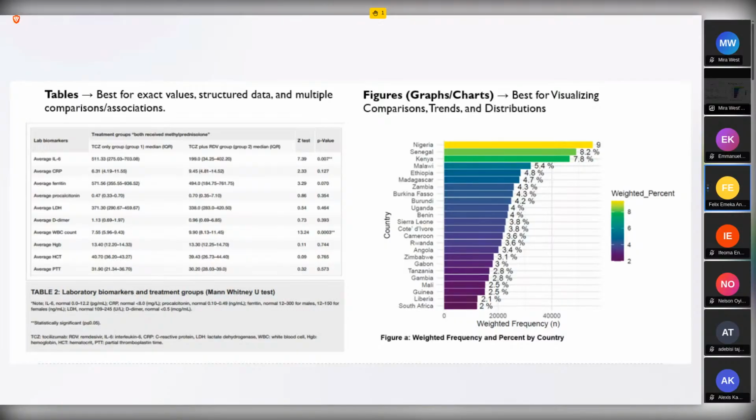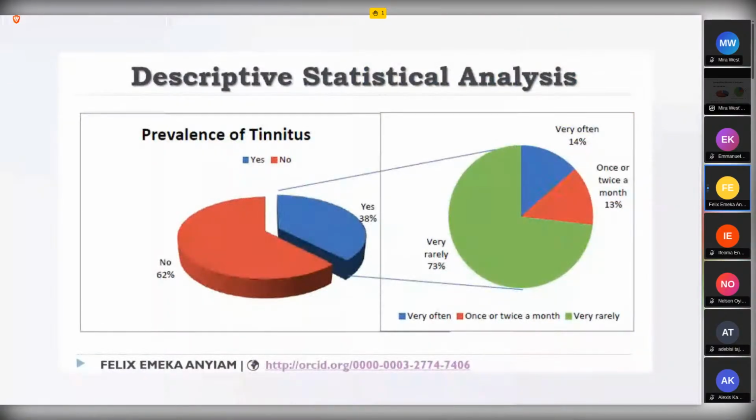The same thing with the next slide that follows after this. Looking at this, you can tell for sure where the yes is and where the no is. Even looking at the slices, you have a clue that the no has a bigger slice compared to the yes. Which is telling you that the prevalence of those that do not have tinnitus is more, because their slice, which is red, is more than the slice, which is blue.